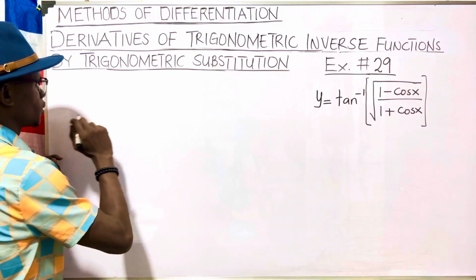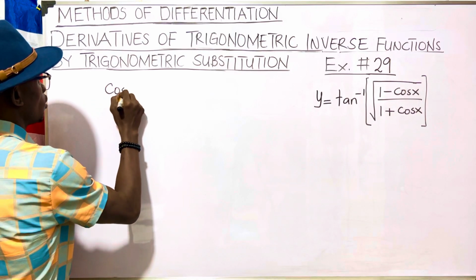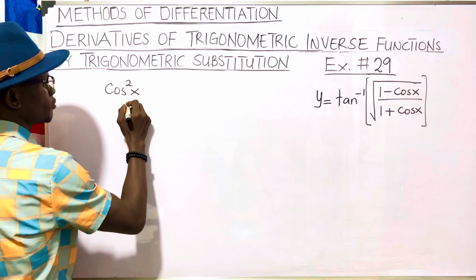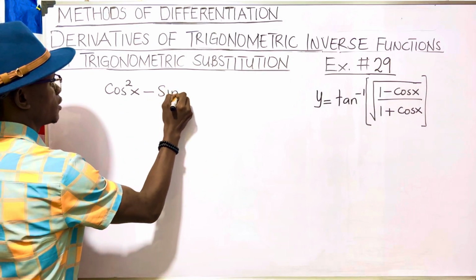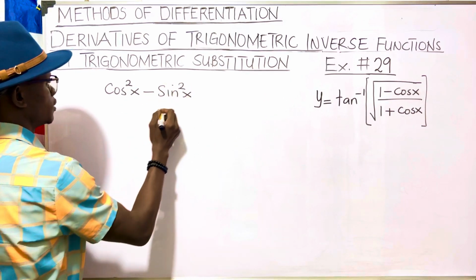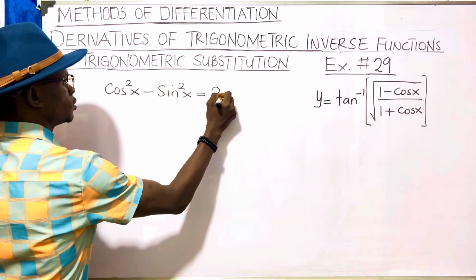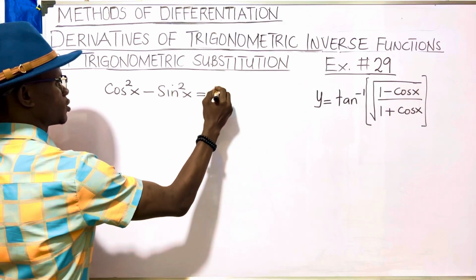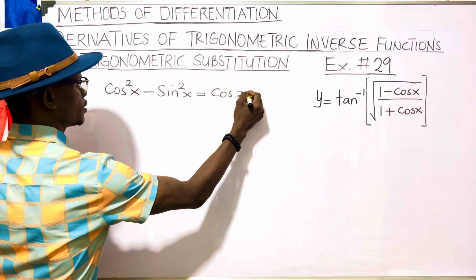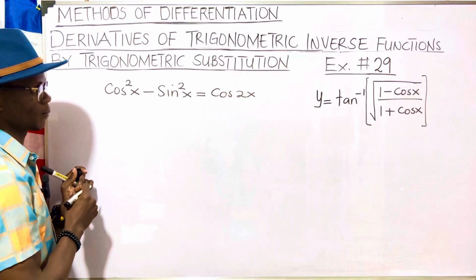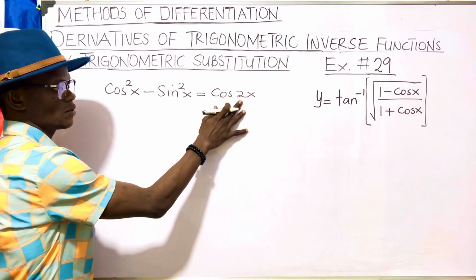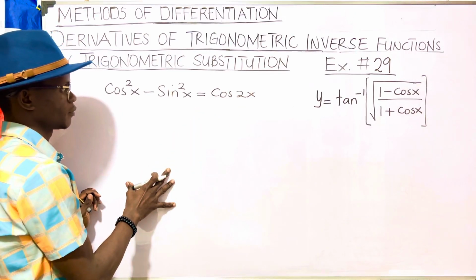So what do we know? We know that cos square x minus sine square x is just equal to cos of 2x. This is the double angle identity for cosine.